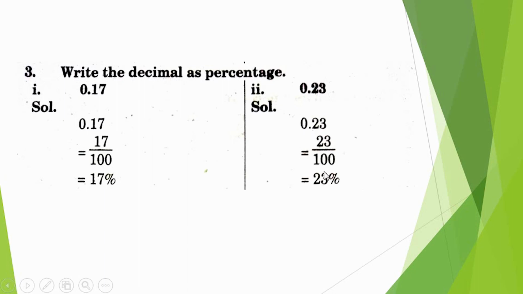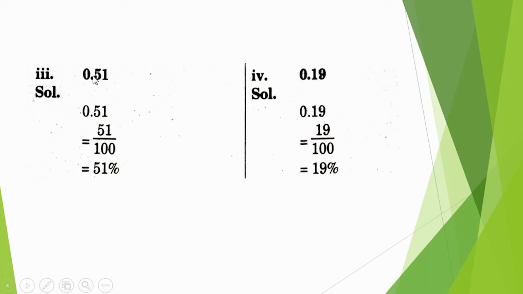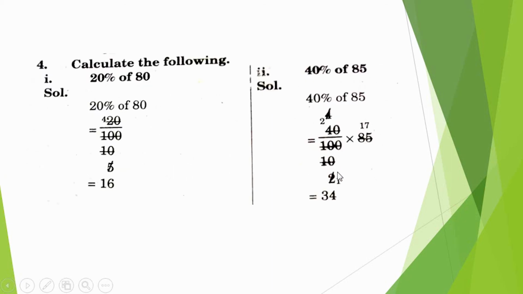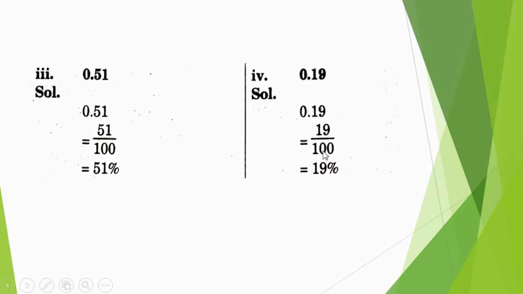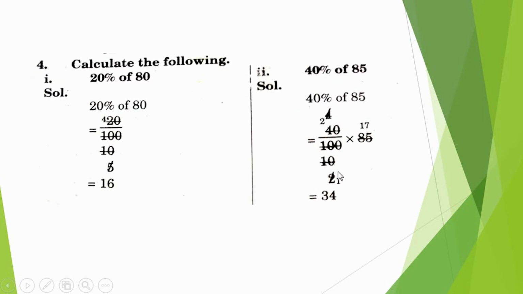0.23. We draw 1 at the place of the point and draw 2 zeros because there are two values after the point. Therefore, 100 will change into percentage sign. 0.51. Draw 1 at the place of the point and 2 zeros because there are two values after the point. Now we will change 100 into percentage sign. 0.19. We draw 1 at the place of the point, draw 2 zeros because there are two values. Now the denominator 100 changes into percentage.